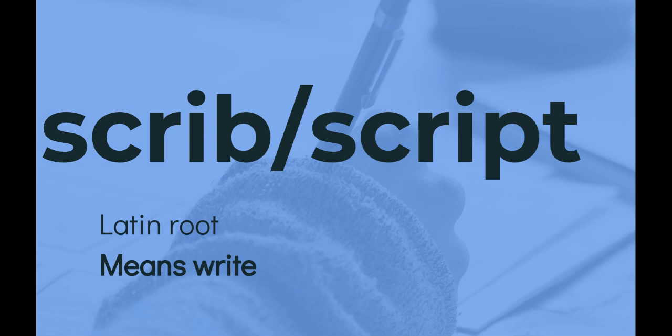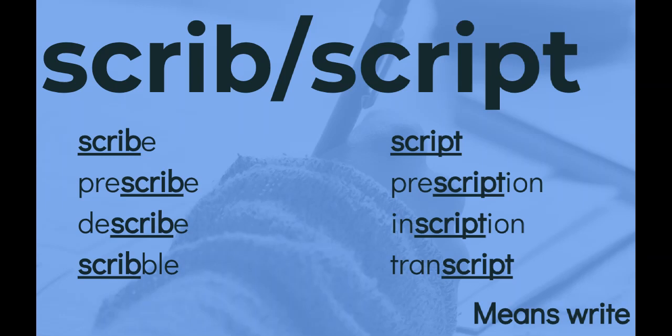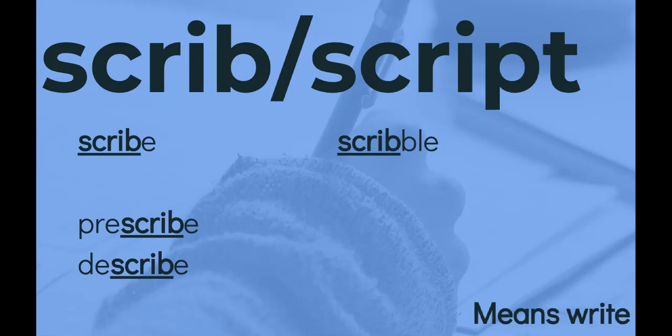Scrib and script are also Latin roots, and they mean write. And your words are scribe, prescribe, describe, scribble, script, prescription, inscription, and transcript. So I broke these roots into 2 separate groups, the ones that have the root scrib and the ones that have the root script. So these are the ones with the root scrib. So you have scribe, you have your root scrib, you add the bossy E at the end, which makes the I say its name, you have scribe.